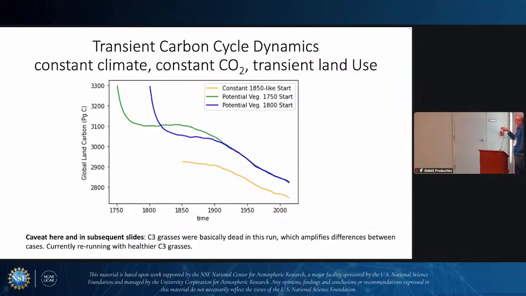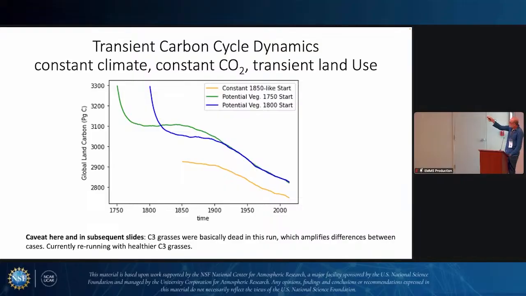And now let's switch to talk about carbon. Unfortunately, this isn't the last version of this that I'm going to do, because I realized after this was done that the C3 grasses were basically all dead in this run. That's an issue of model calibration. I was using a version where the C3 grasses weren't well calibrated. I've been working on this since, and we've got healthier C3 grasses, so I'm redoing all this right now. That's going to amplify some of the differences between these cases, but I still think there's some useful stuff we can get out of these simulations.